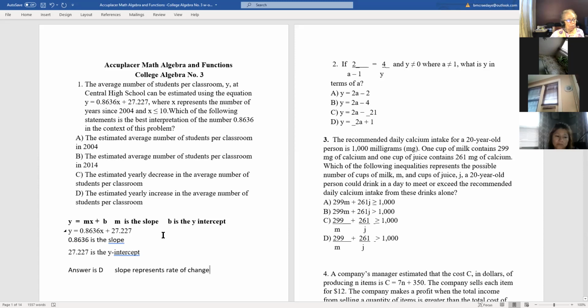So that's one thing you want to look at when you see an equation that's talking about change in some variable, okay? That it's probably a slope-intercept format. Okay, let's look at number 2.